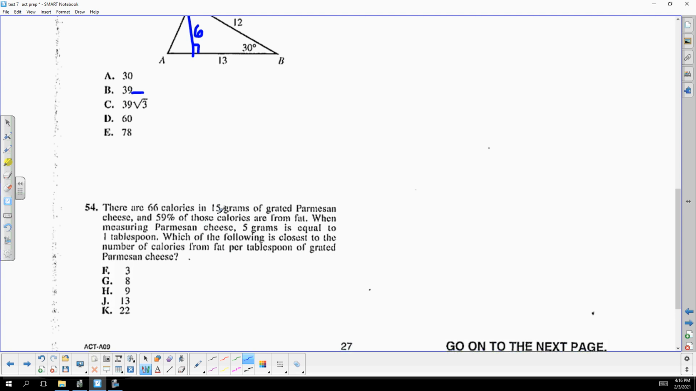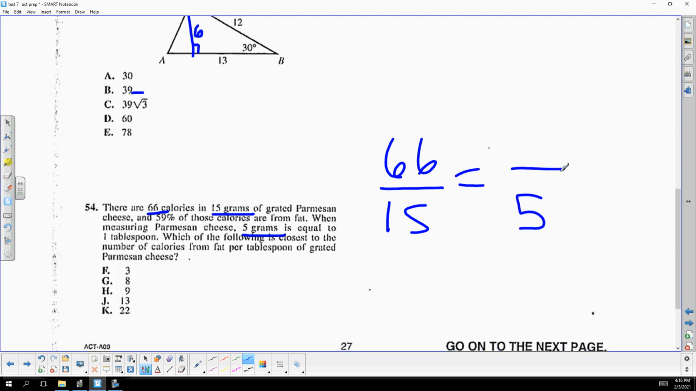66 calories and 15 grams of Parmesan. 59% of those come from fat. So when measuring, 5 grams is equal to 1 tablespoon. What the heck is going on? So if I'm getting a tablespoon, I'm getting this divided by 3. So ratio proportion. 66 has 15 grams. So 5 grams would have X. Cross multiply, divide. X is 22.